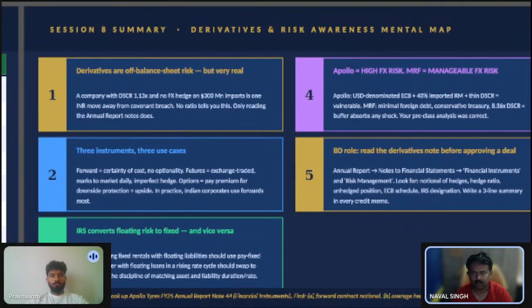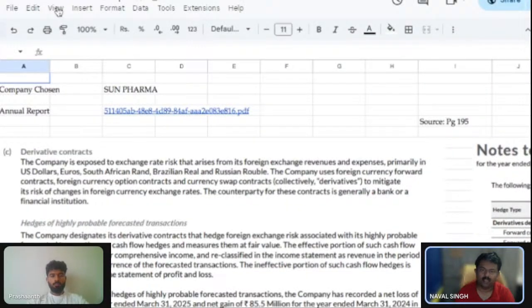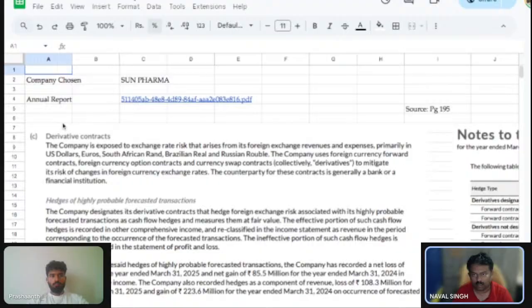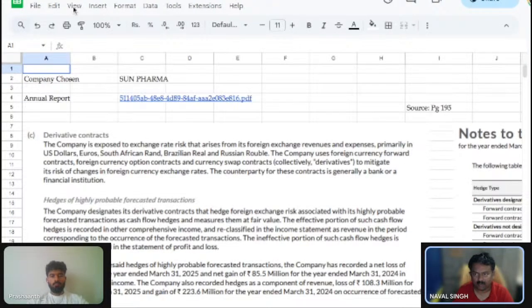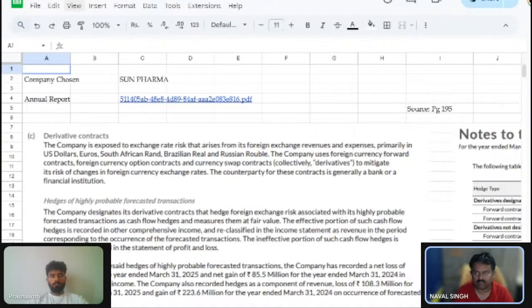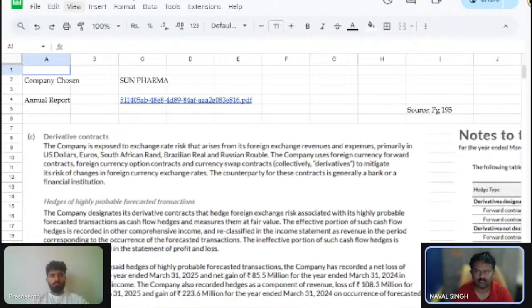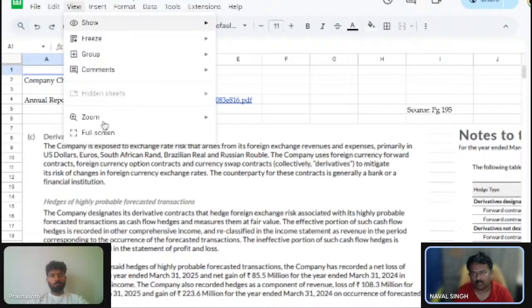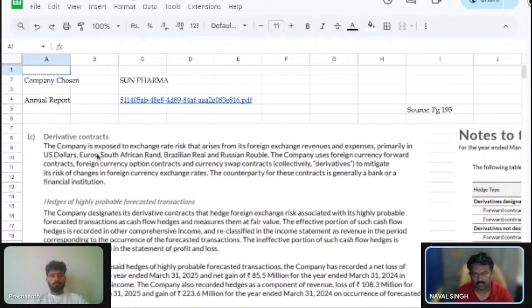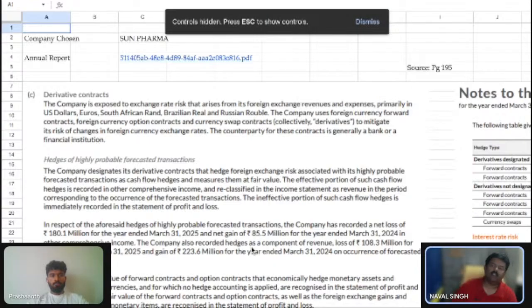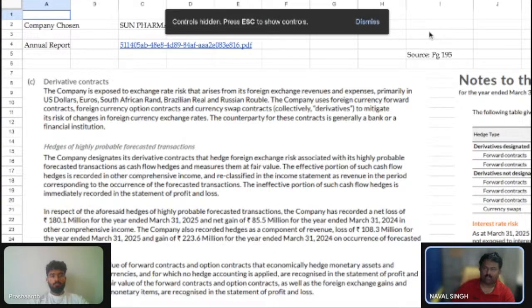So with this, let's go back to your tab, and let me put this on full screen, and let's look at what Sun Pharma looks like. We have gone and done this for, I guess, Apollo. Let's look at what Sun Pharma looks like. Take us through the Sun Pharma case and what you have found in Sun Pharma.